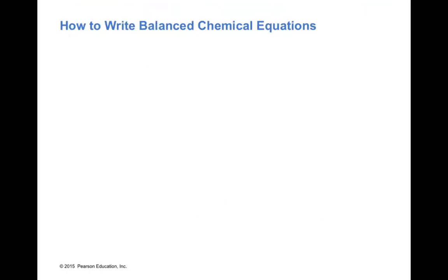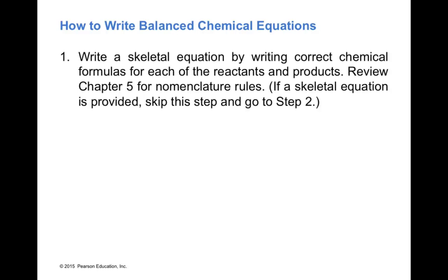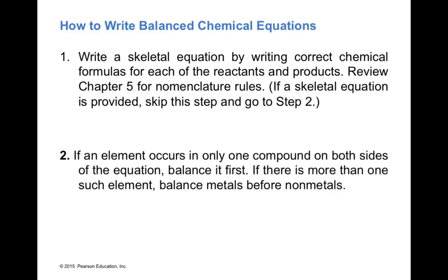So, how do we write a balanced chemical equation? The first step is to write a skeletal equation by writing correct chemical formulas for each of the reactants and products. We can review Chapter 5 for the nomenclature rules. If a skeletal equation is provided, skip this step and go to step 2. If an element occurs in only one compound on both sides of the equation, balance it first. If there is more than one such element, balance metals before nonmetals.